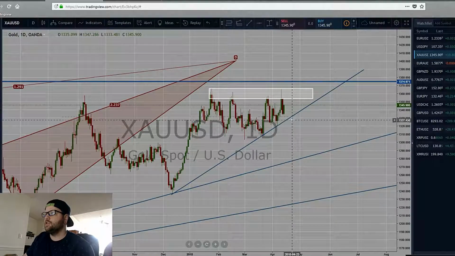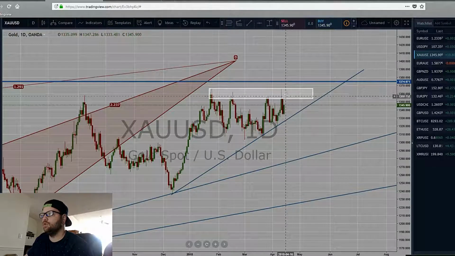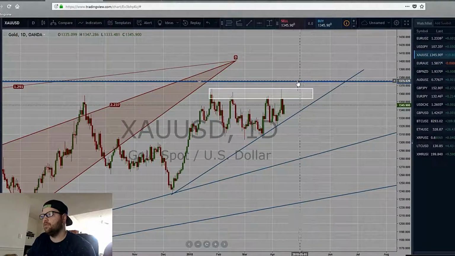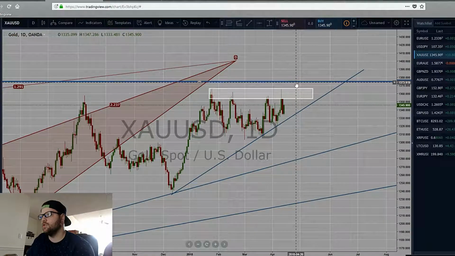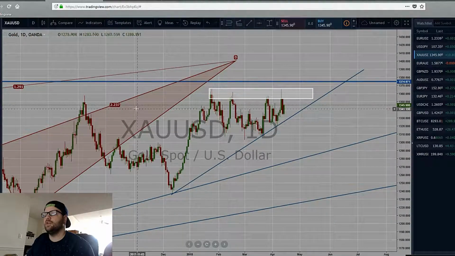If it does go bearish, we're looking for a retest or a break of this trend line right here. If it goes bullish, we're looking for a breakout of this zone, and preferably a break of the previous market structure, the support and resistance level right here, before coming down, retesting, and completing the butterfly pattern on the weekly.